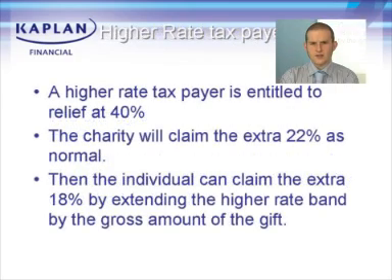Now for a higher rate taxpayer, they pay tax at 40%. Now if they have given a gift to charity, the charity will have claimed 22% from Her Majesty's Revenue and Customs, and that's fine. However, that means they've only got relief at 22%, and what they should be getting is relief at 40%. So we need a way of making sure they get the extra 18% relief. And we do that by increasing their basic rate band.